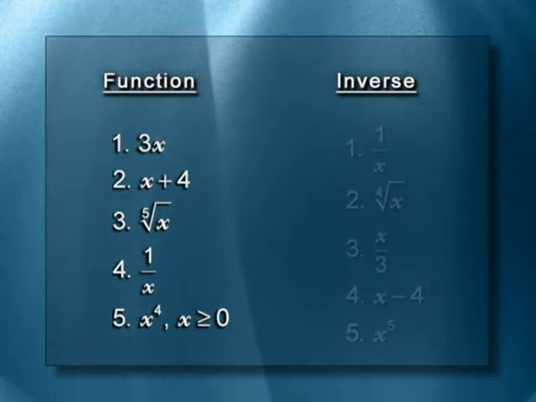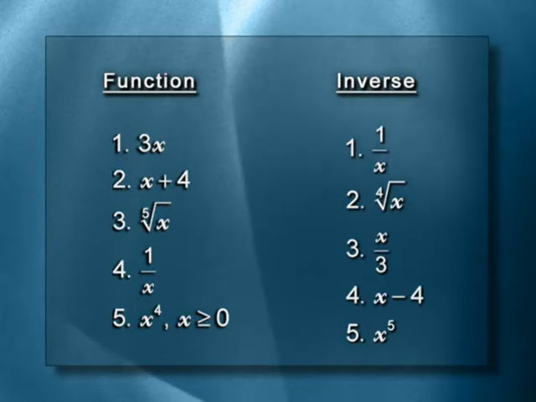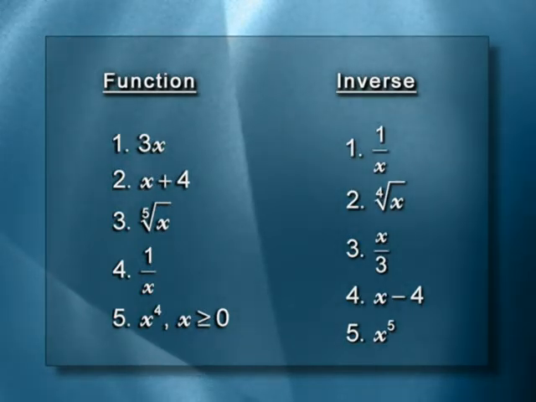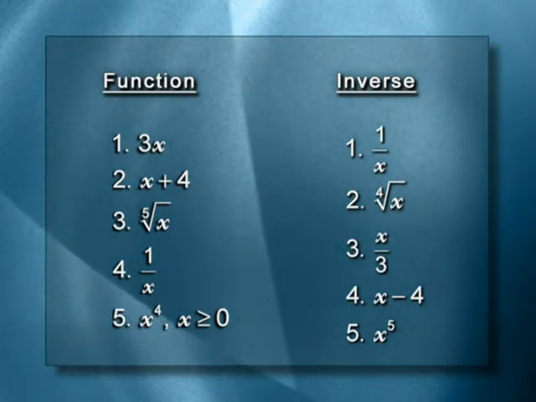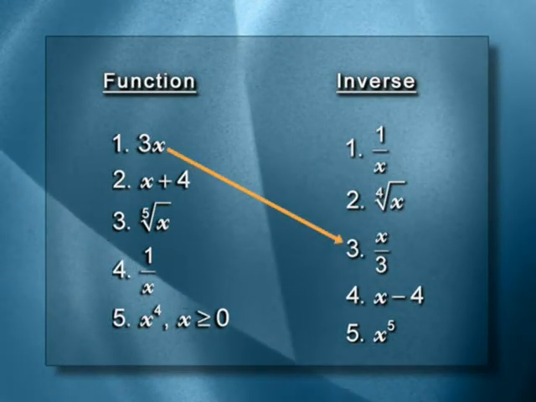Okay, and then in the right-hand column, I list 5 functions that are the inverses of the functions on the left. They are 1 over x, the 4th root of x, x over 3, x minus 4, and x to the 5th. Let's match the functions with their partners, their inverses. Let's pair them up. 3x, well, that's pretty easy, isn't it? The inverse of 3x will be x over 3.